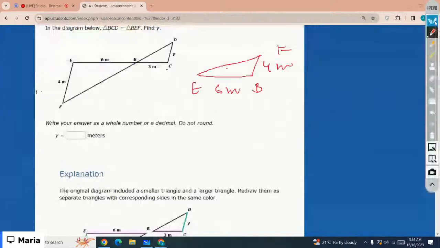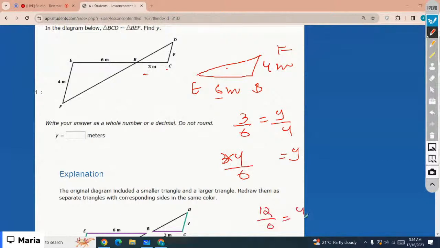Just form a proportion between the similar sides. 3 is similar to 6, so that is 3 over 6. And Y is similar to 4, that is Y over 4. Just do cross multiplication: 3 times 4 over 6. 3 times 4 is 12, and that is over 6. So 12 divided by 6 is 2. That means the missing value Y is 2, right?